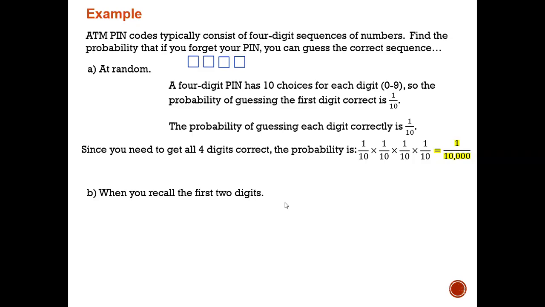But the second example B says, well, what if you recall the first 2 digits? So here's your 4-digit PIN, but you remember the first 2. So then the probability is you just need to guess the second 2 digits correctly, right? Well, the probability of you getting the third digit and the fourth digit is 1 out of 10 for each one. So we multiply. 1 times 1 is 1 over 10 times 10, which is 100. So you have a 1 out of 100 chance, a lot less, which is a lot better chance, right, that you will get this one correct. Less options on the bottom, 1 out of 100 chance.